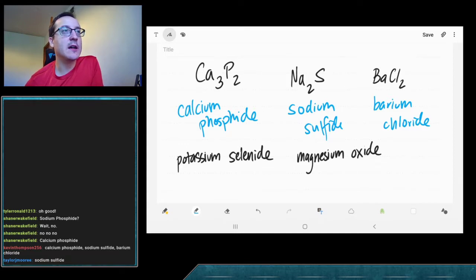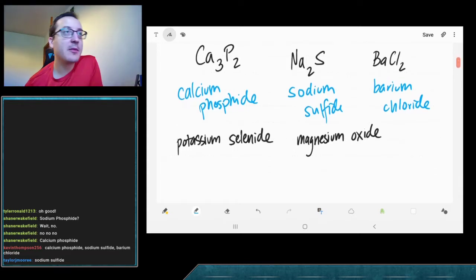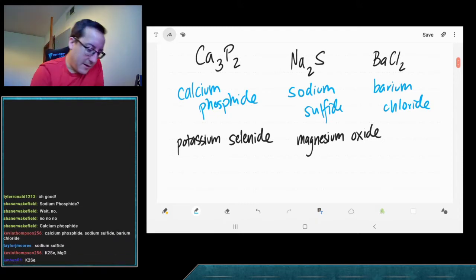Alrighty, so going from formula to name is probably the easier way to do things, because you just need to find the elements and throw them on there. And it's perhaps a little more tricky to go the other way around, going from the name to the formula. So let's see what you guys can come up with. Very nice.